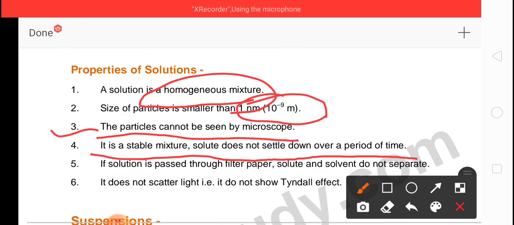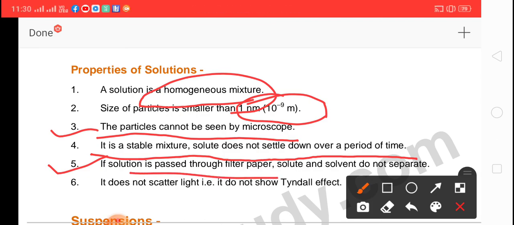It is stable. In a solution, all the particles of the solute dissolve in the solvent, so they cannot settle down. Settle down means यह नीचे बैठता नहीं है. Since it is mixed, the particles cannot be seen by a microscope. If the solution is passed through filter paper, the solute and solvent don't separate. So we cannot separate them by the filtration method, because it is a homogeneous mixture and the particles of the solute don't settle down over a period of time.